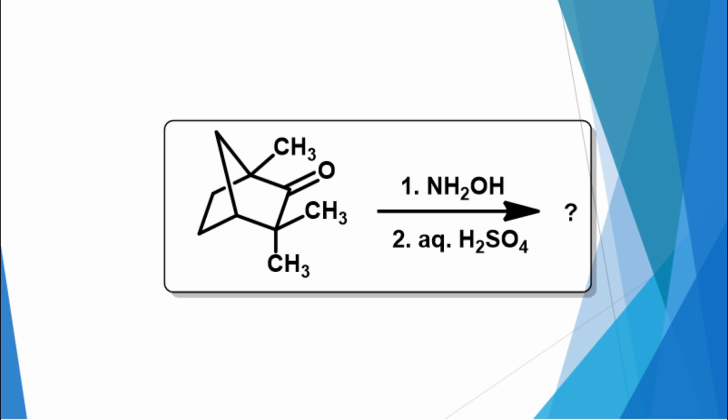So now next move on to our next problem, where we are given a bridged carbonyl, which is treated firstly with hydroxylamine and after that aqueous H2SO4. So as expected, you know that the carbonyl reacts with hydroxylamine to give an oxime as a product. So let's just write it.